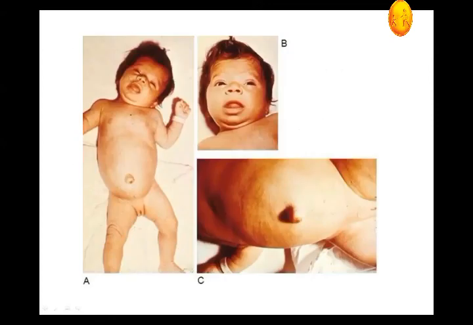See the picture of cretinism. Pot belly appearance. Tongue, it is coming out. This picture shows the condition called cretinism. Cretinism means hypothyroidism in infants.